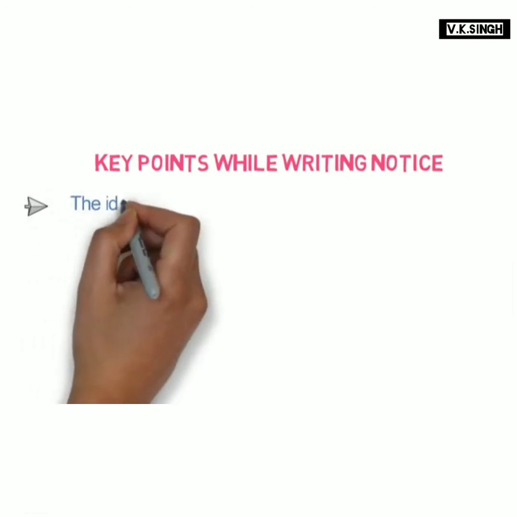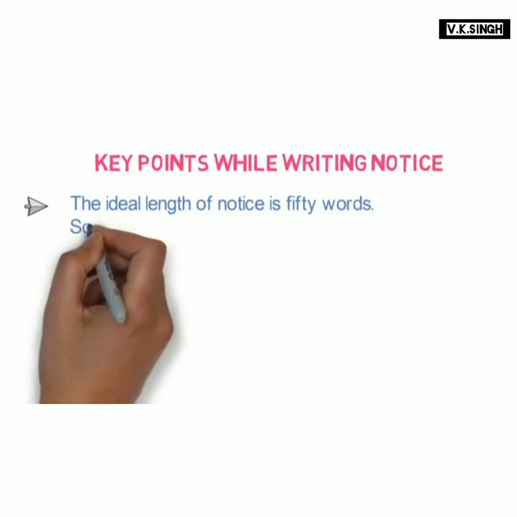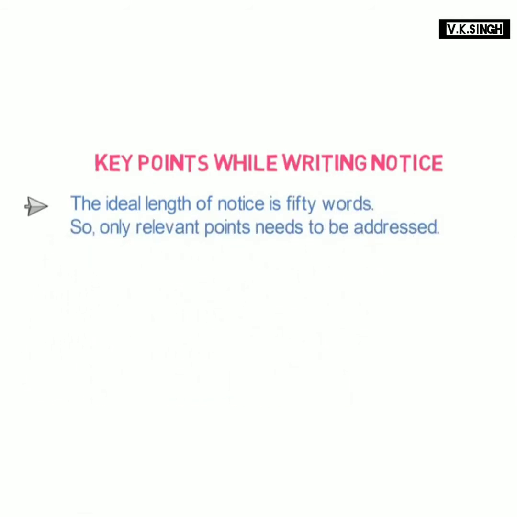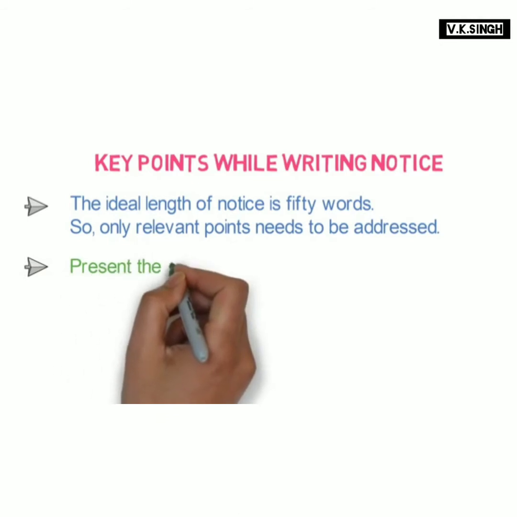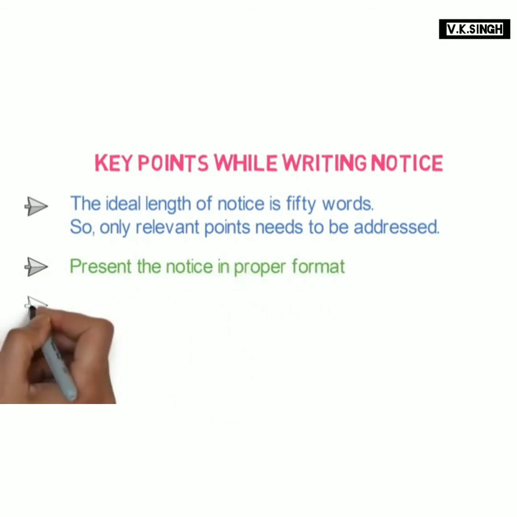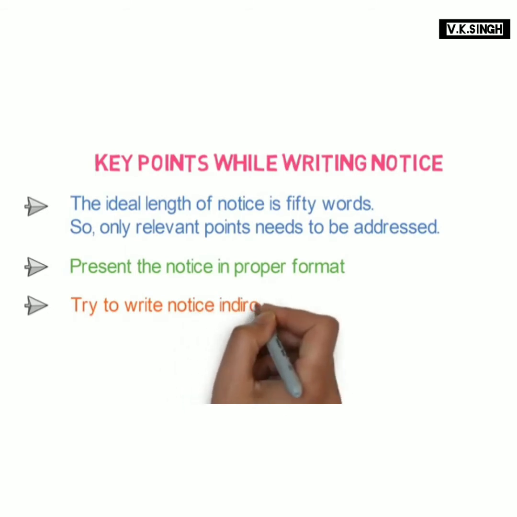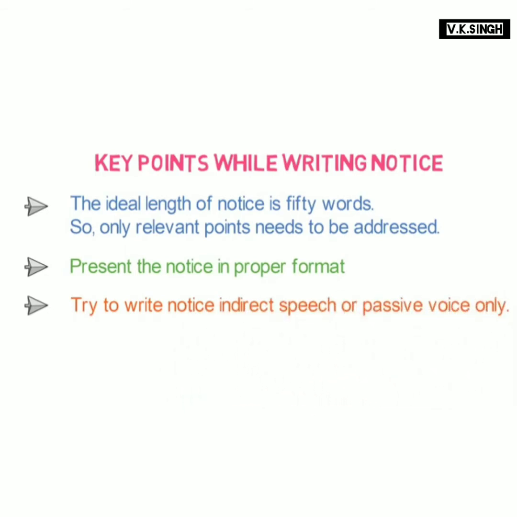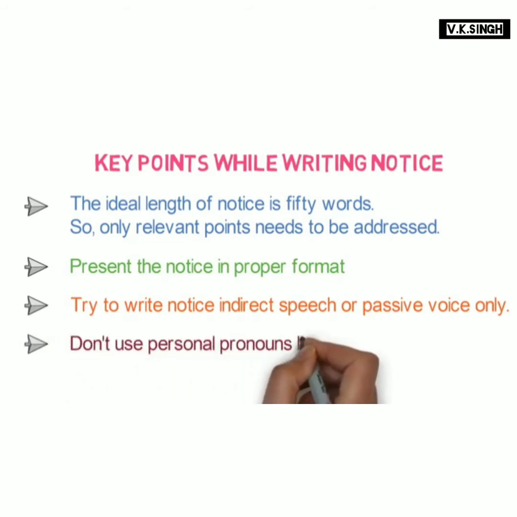First one is the ideal length of the notice is 50 words, so only relevant points need to be addressed in it. Second one is present the notice in a proper format. Third one is to try to write the notice in indirect speech or passive voice only. Now if you are new to direct indirect speech or active passive voice, I have created a video on those topics. I will provide the links in the description in case you need it to revise them. Fourth one is don't use personal pronouns like I and we. So these 4 points must be kept in mind while writing any notice.